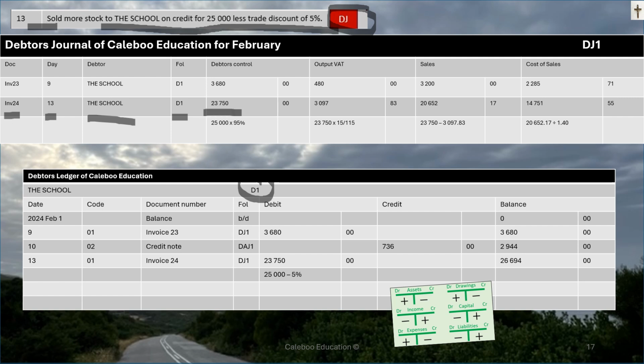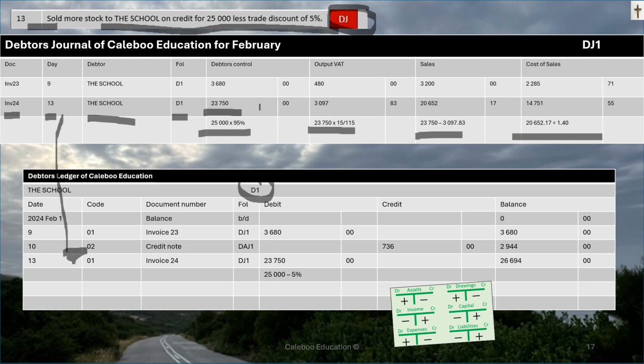Now the amount is the amount after the discount has been taken off. Trade discount is not recorded. So it's 25,000 either minus 5% or times by 95%, and you get 23,750. Then you can calculate output VAT, sales excluding VAT, and the cost of sales, but that's not for the purpose of this video. So what happens on the 13th?